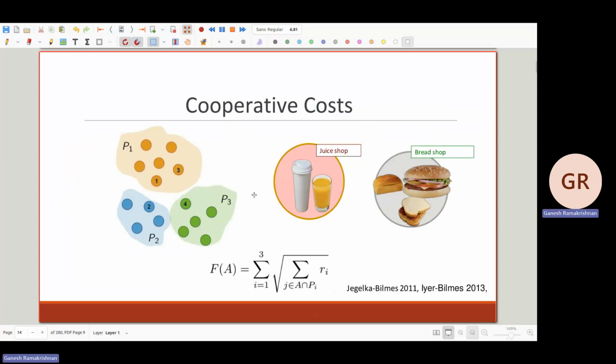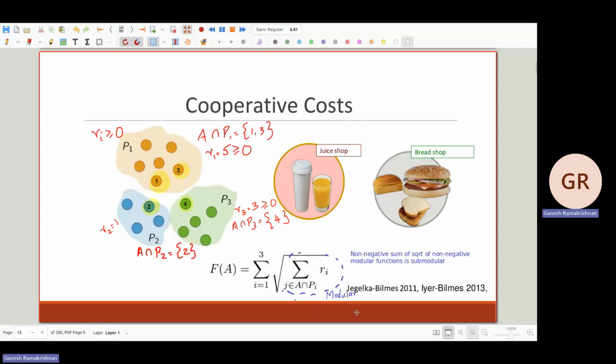But yes, it's the same idea which I showed here. I would rather pick all items from one place as far as possible because there's a cost associated with going around to different places. That's the reason we put a square root of the size. But this is submodular, but you want to minimize it. Same example I've shown here again. A non-negative sum of square roots of non-negative modular functions is submodular.